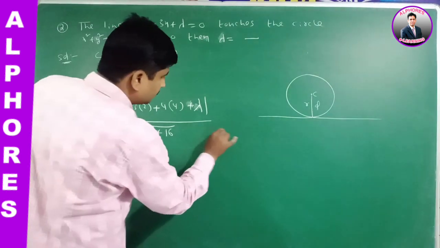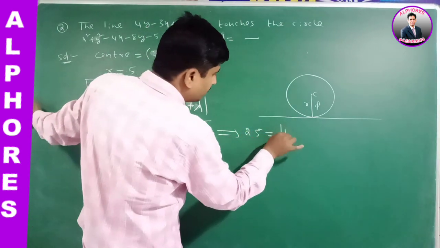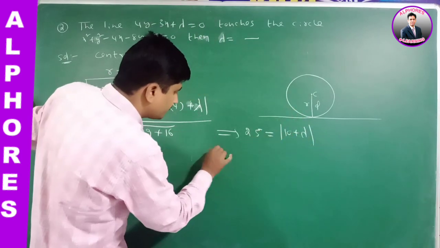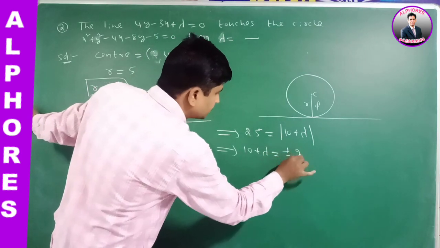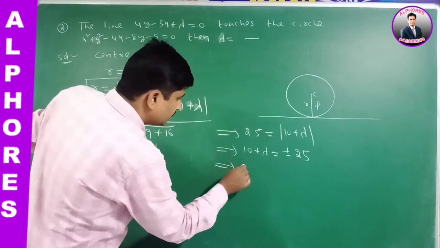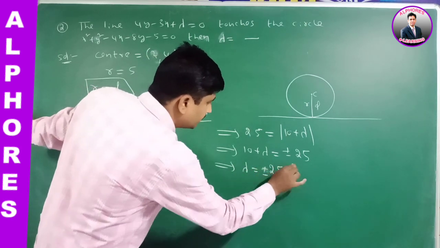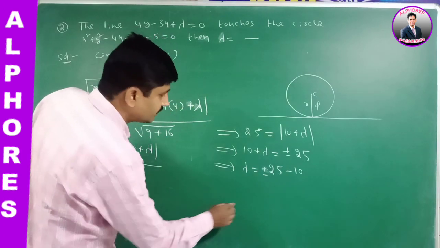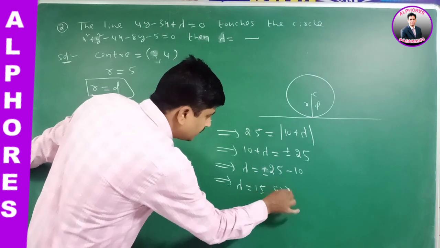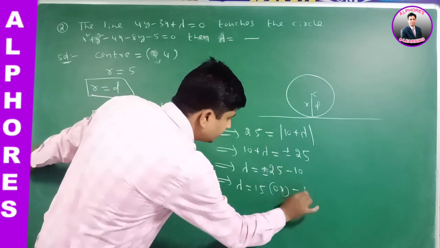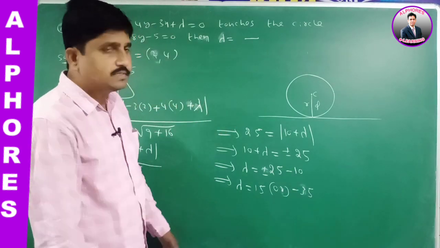Now we get 25 equal to modulus of 10 plus lambda. Therefore, 10 plus lambda equal to plus or minus 25. Therefore, lambda equal to plus or minus 25 minus 10. Now, lambda equal to 25 minus 10, 15, or minus 35. Lambda equal to 15 or minus 35.